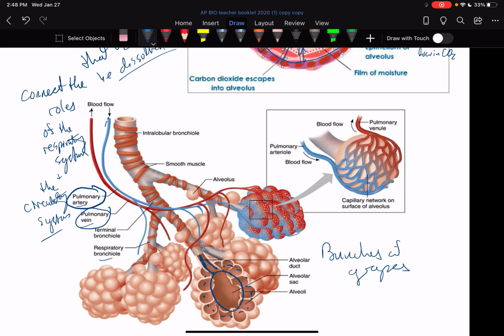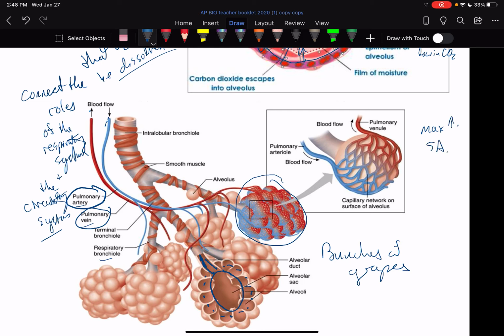That's our idea here, okay? And the other thing that I want to show here is this complete network of capillaries that surround the alveolar sac, okay? It's not just one capillary passing by, it's a complete network, a complete net. Because we want to maximize surface area.